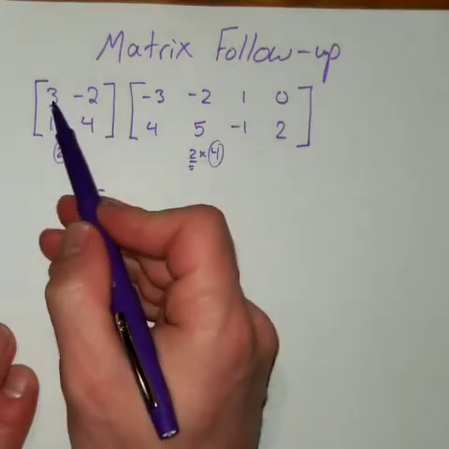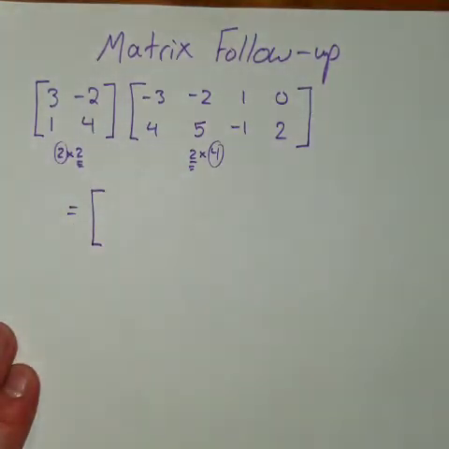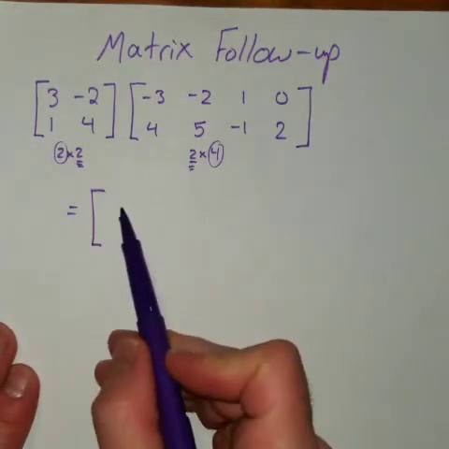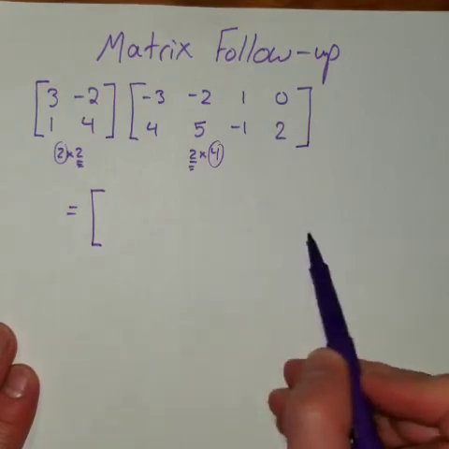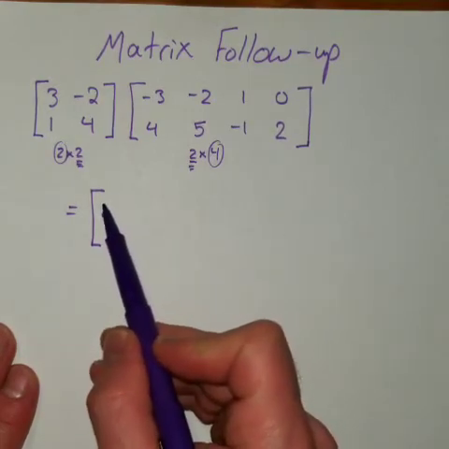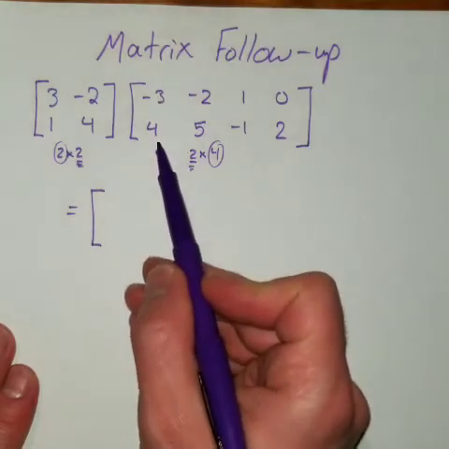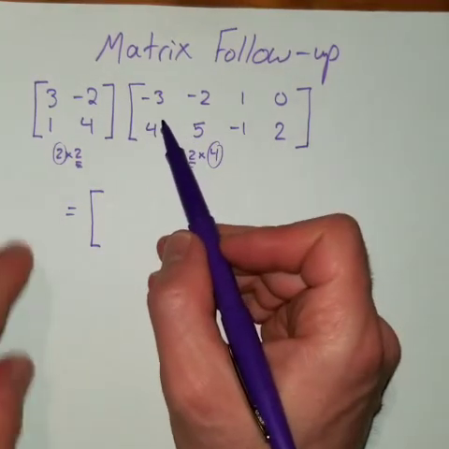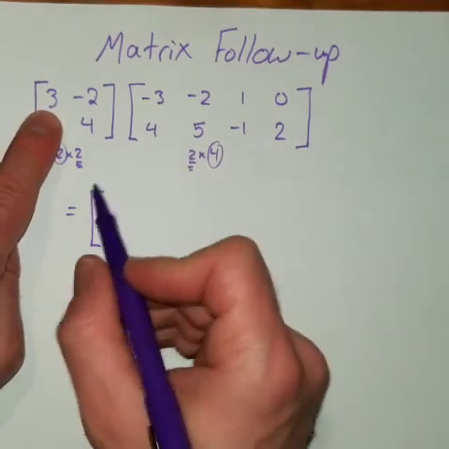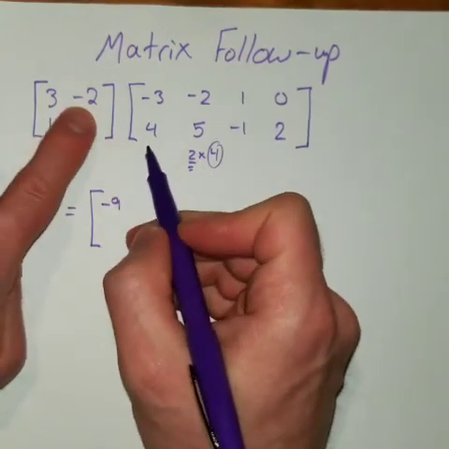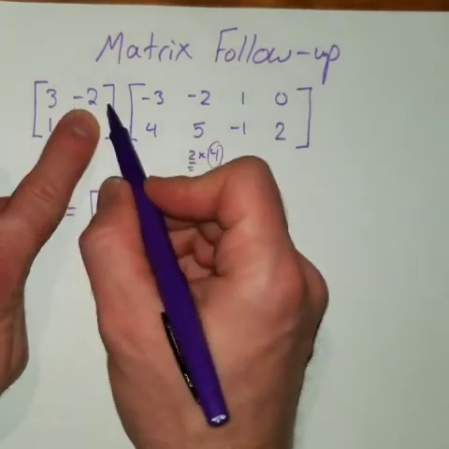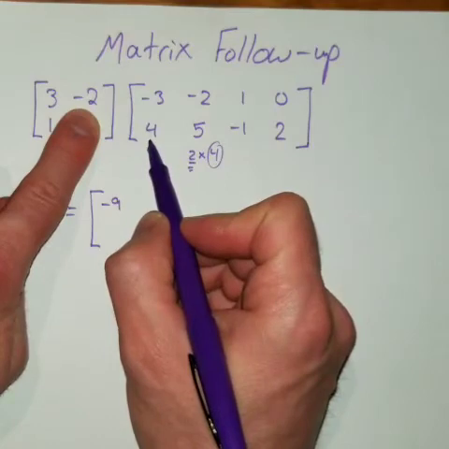Okay, so now as we run this through, we're again going to be multiplying rows times columns. And because it's a 2 by 4, I'm just going to have 2 rows and 4 columns in the final answer. So my first row, first column comes from first row, first column multiplication. So here we go. 3 times negative 3 is negative 9. Negative 2 times 4, again, row and column. That's a negative 8.